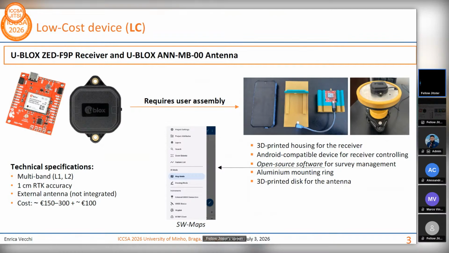antenna. As emerged from this slide, what is delivered to the user are only the sensors, so the user must assemble all the sensors ad hoc. So what we did was to produce the housing for the receiver, the aluminum mounting ring for the antenna, and the disc for the antenna also. Also, we had to buy an Android-compatible device in order to control the receiver, and we used open-source software, also to stay at lower cost, which is named SW Maps.